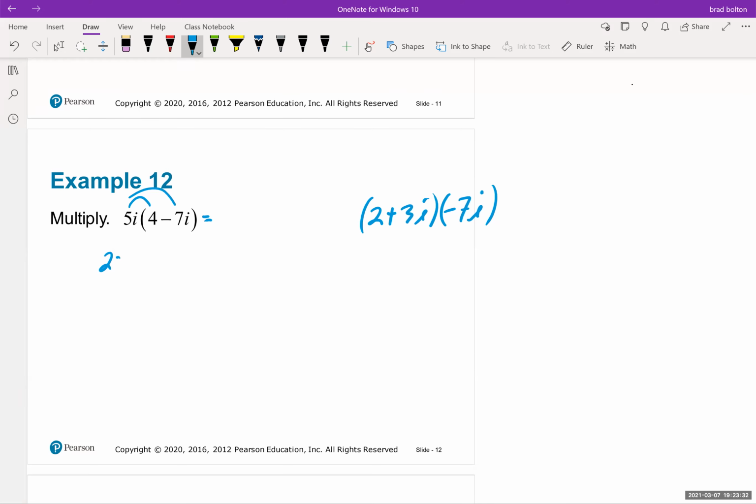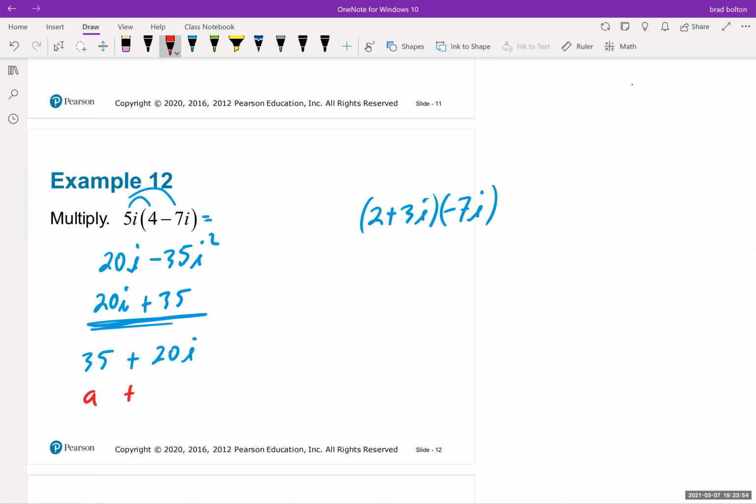Okay, so hopefully you guys distributed. This would be 20i minus 35i squared, but we know i squared is worth -1. So this becomes 20i plus 35, right? Because a -35 times a -1 becomes this. Now this is not in standard form. So we're going to write 35 plus 20i. Remember, we want it in a plus bi form, standard form. This is in general how they want you to write all of your answers.